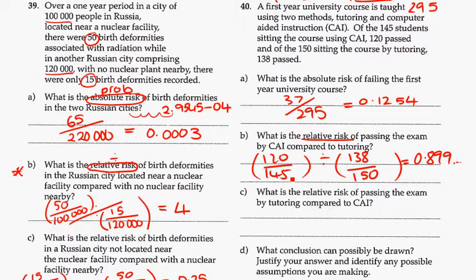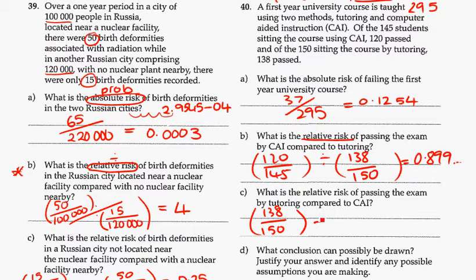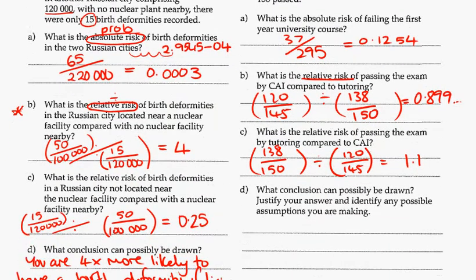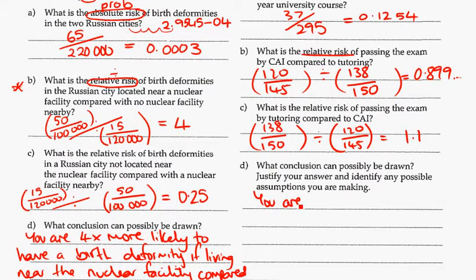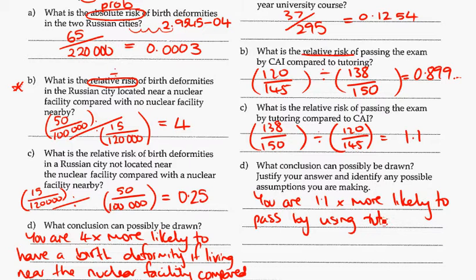Now this one is the same but around the other way. So we want this one first, probability of passing by tutoring, and we want to compare that with the probability of passing by using CAI, and this time we get 1.1. So I can see you are 1.1 times more likely to pass the course by using tutoring compared with passing using CAI. Not much of a difference in risk there.